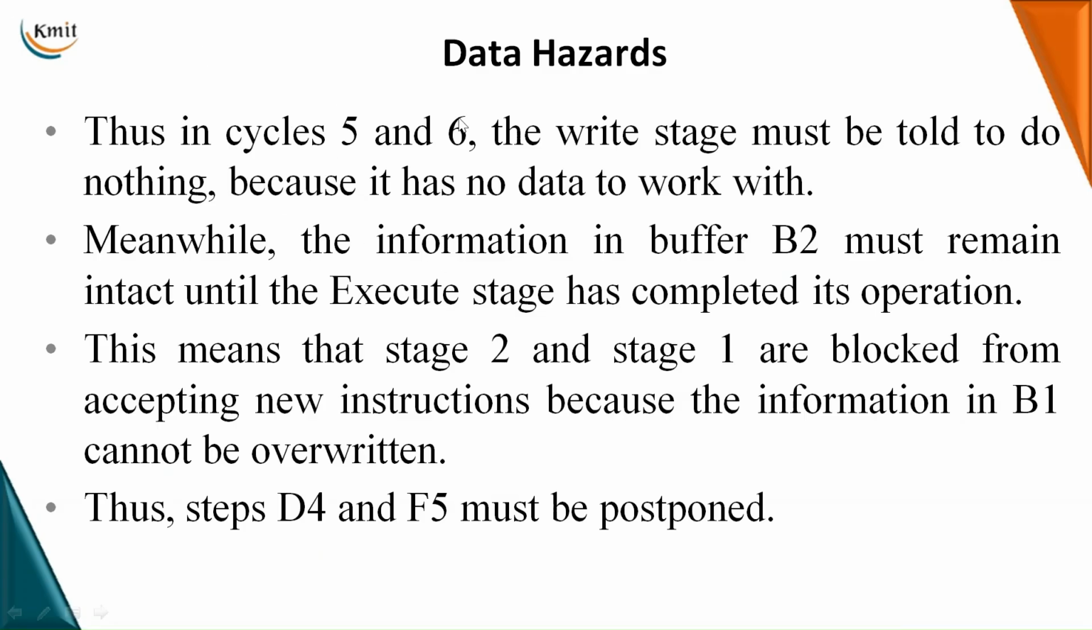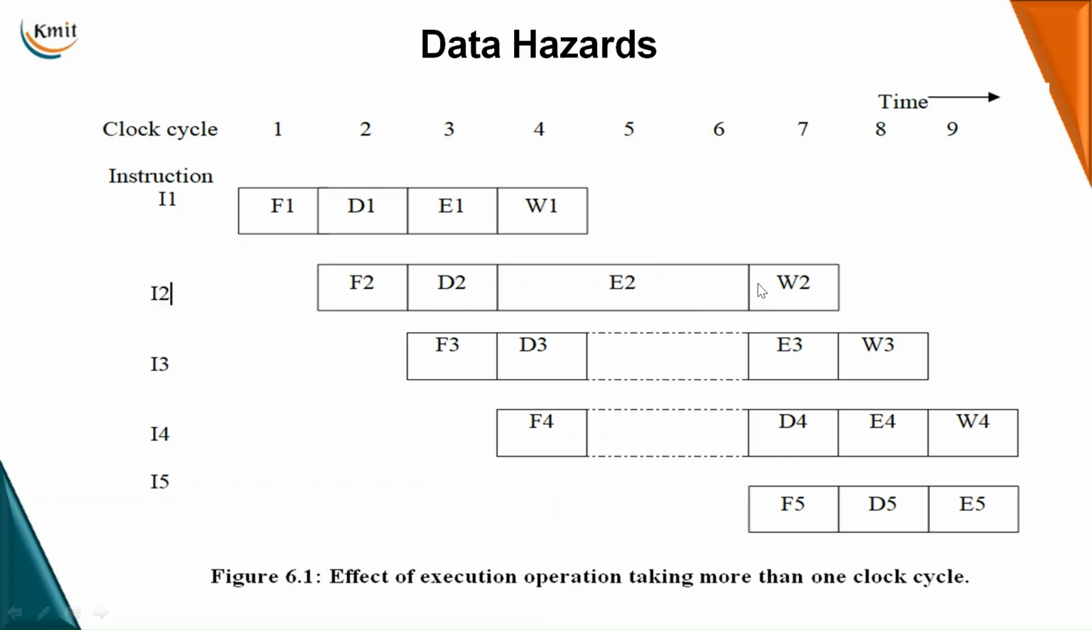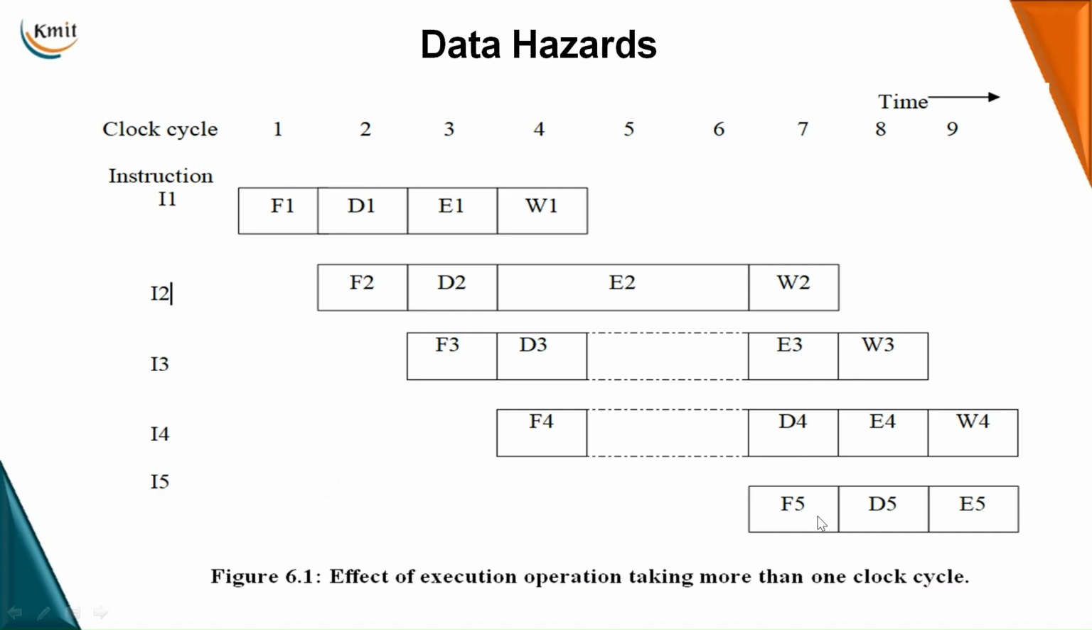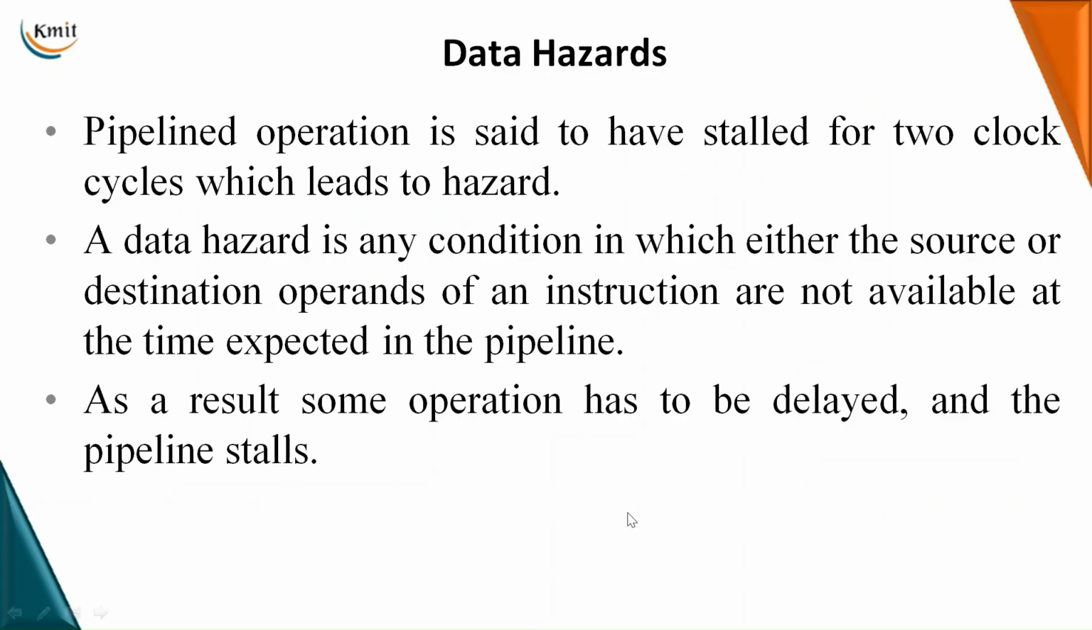So in clock cycles 5 and 6, the write back stage must be told to do nothing because it has no data to work with. It will not perform anything in 5 and 6 because it will get the data only at the end of the sixth clock cycle. Meanwhile, the information in the buffer B2 must remain intact while the execute stage completes its operation. This means that stage 2 and stage 1 are blocked from accepting new instructions because the information in B1 cannot be overwritten. So the steps D4 and F5 must be postponed. The pipeline is stalled for 2 clock cycles, and this leads to a situation called a pipeline hazard.